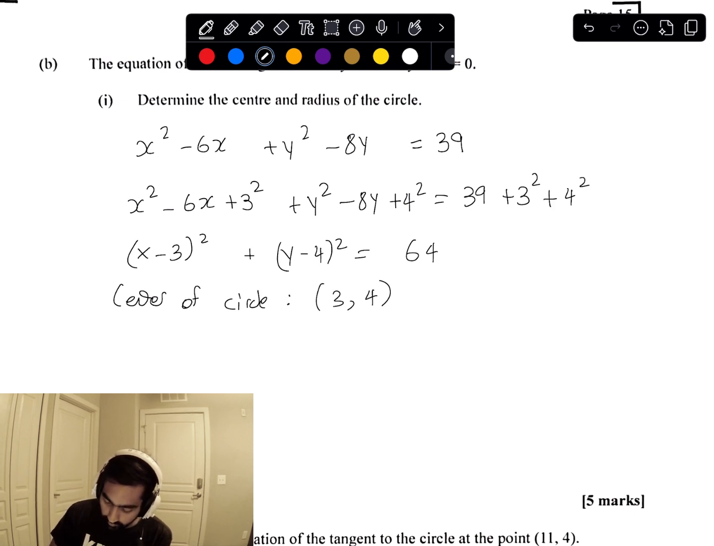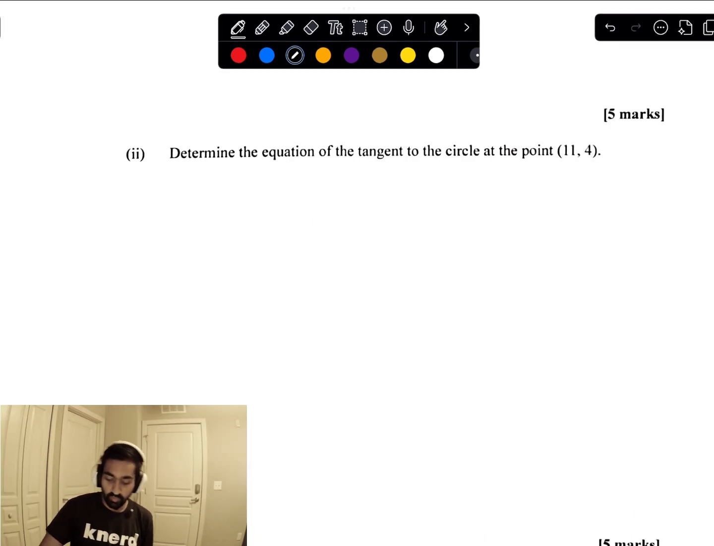is 3, 4. That's just like the x coordinate will be what's after x minus, and the y coordinate will be what's after y minus. And then the radius is always the square root of what's on the right hand side. So it's the square root of 64, which is just 8. Let's move on to part 2 now.